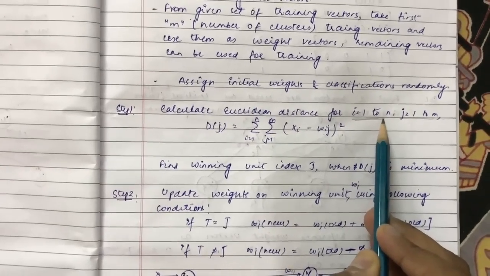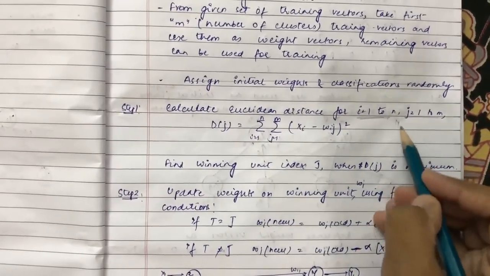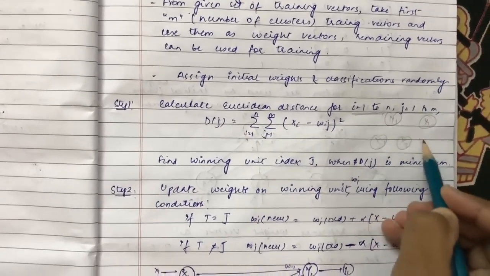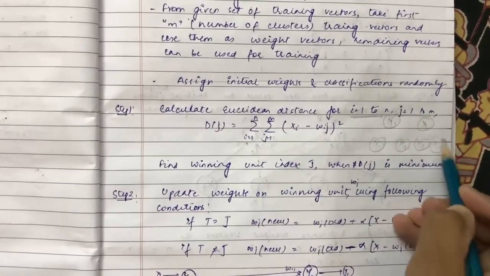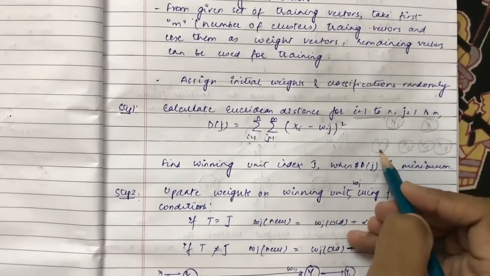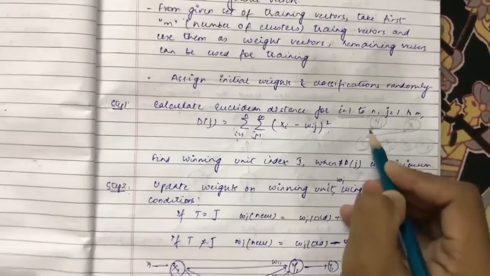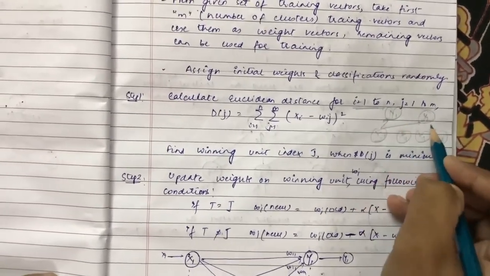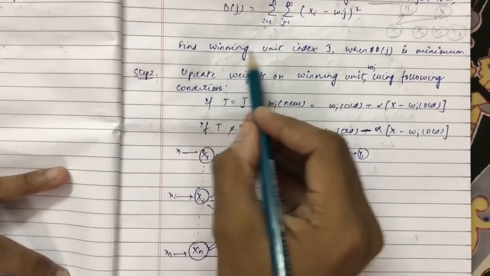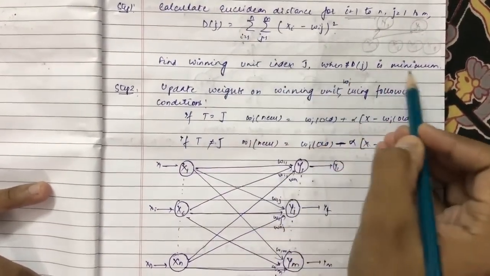That is, you have to calculate the square of the Euclidean distance between every input vector and the cluster unit. For example, if we have 4 input vectors and 2 clusters, then we have to calculate the distance of x1 with y1 and y2, and whichever distance is lower, that particular cluster will be called the winning cluster. Now find the winning unit index j when d of j is minimum.